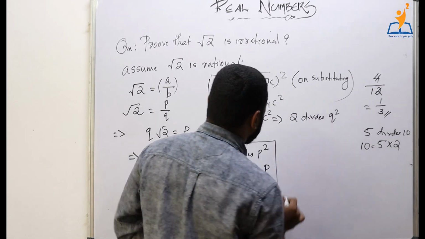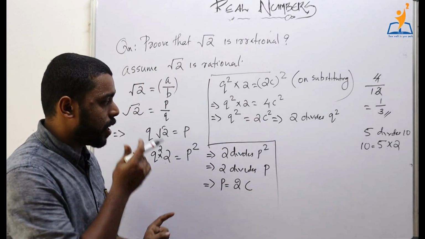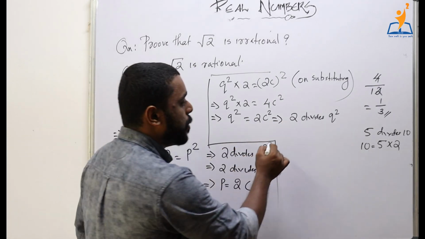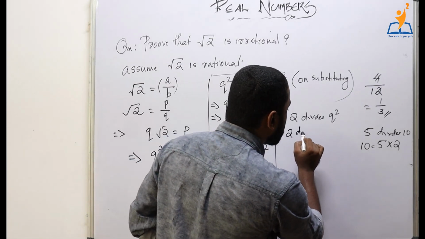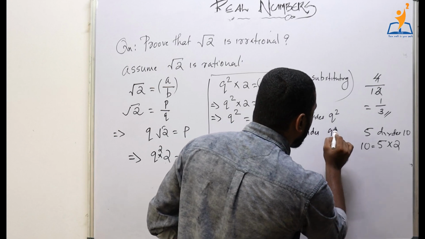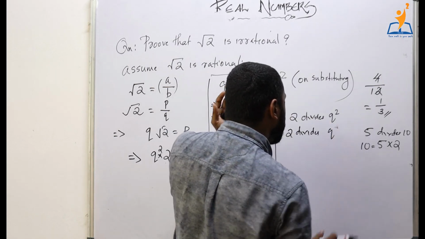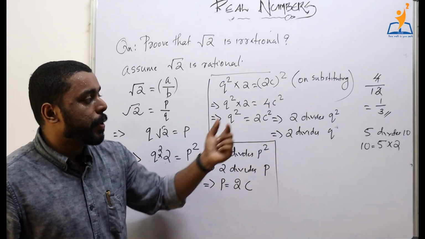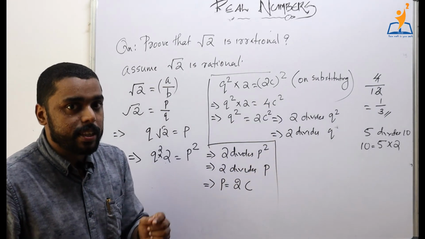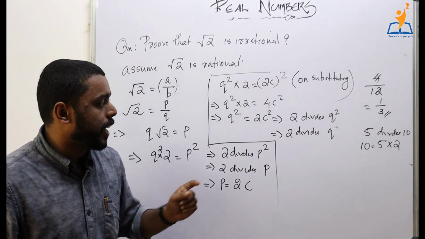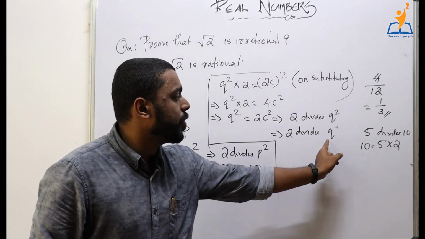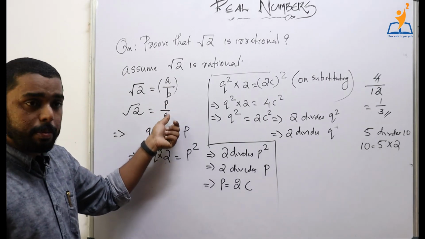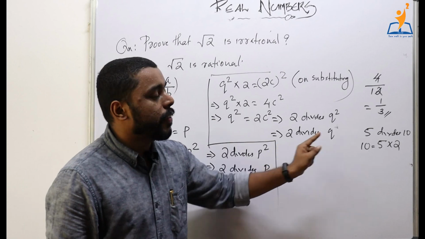which implies 2 divides q square, since q square equal to 2c square, by the similar argument as here. 2 divides q square, which implies 2 divides q by our theorem. What is our theorem? Whenever any prime number divides a square, then that prime number will divide a. Here 2 divides q square, so 2 divides q. Note that here p and q are not prime numbers, any integers which can be written in the form p by q. So 2 divides q.